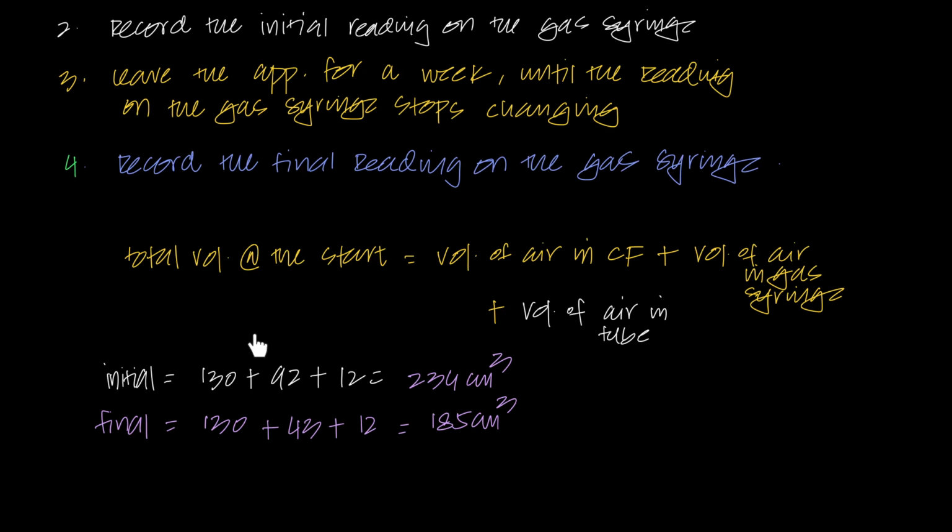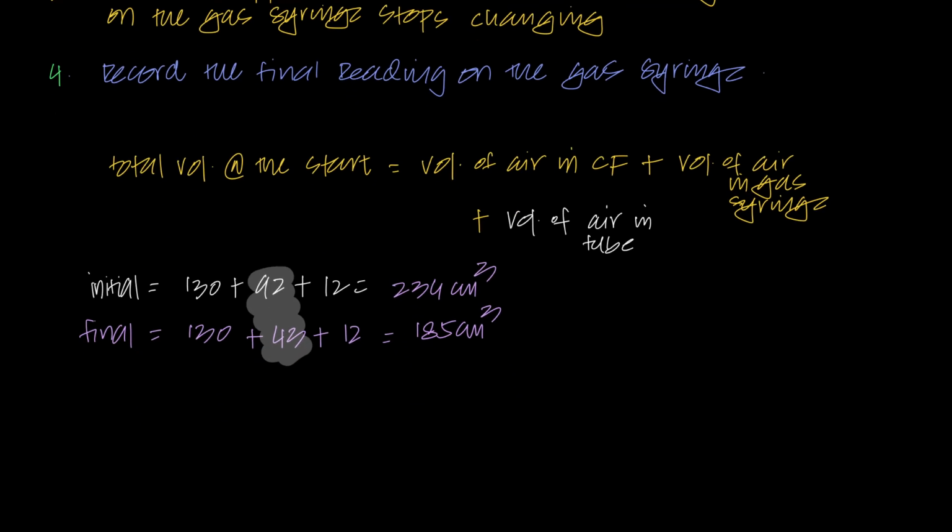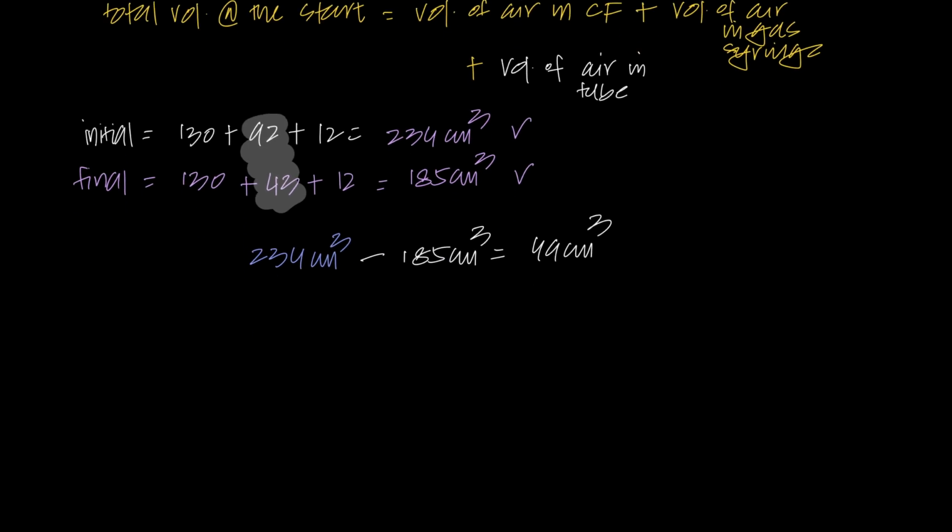The only change that you're going to observe is the plunger moving inward. So the only change that you're going to see is the change in volume of the gas syringe, right? But if you take the total volumes, the total volume initially is right here, and that's the final. If I just take the difference between the two, you had 234 cm cube of air inside the entire apparatus, and then subtract 185 from it. Obviously, what do I get? I get about 49 cm cube. That's actually practically how it happens.